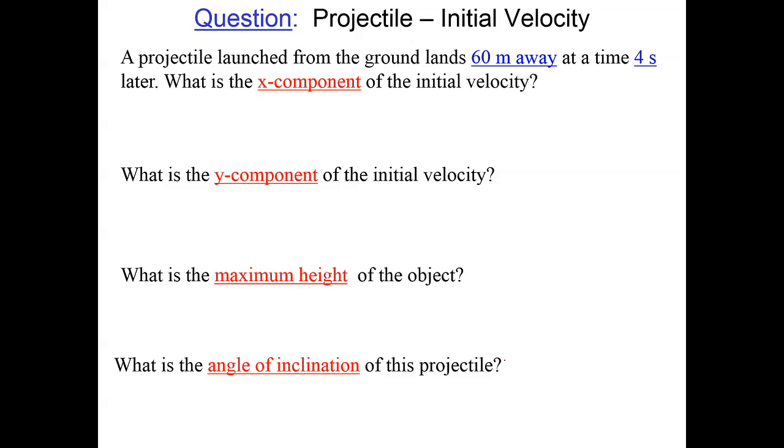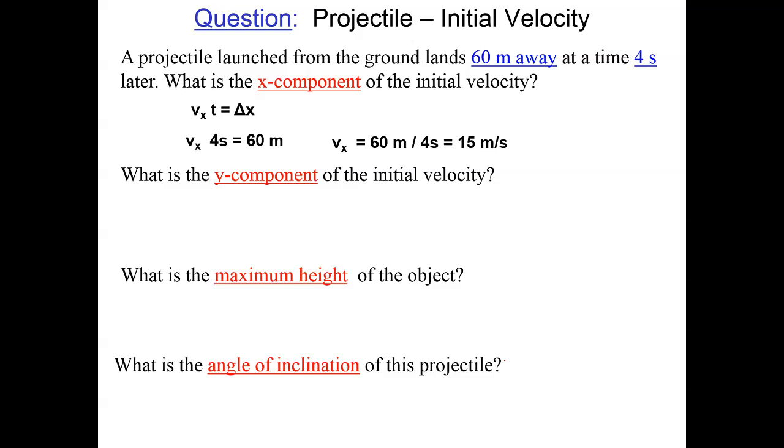Well, our first question is, what's the x component of the velocity? Well, the ball traveled 60 meters horizontally in 4 seconds, and the x direction is constant velocity, so we can just divide the displacement by time to get the velocity. So the displacement is 60 meters, which is equal to the velocity times 4 seconds, so that means that the velocity is going to be 60 over 4, so it's going to be 15 meters per second. So that's our x component of the velocity.